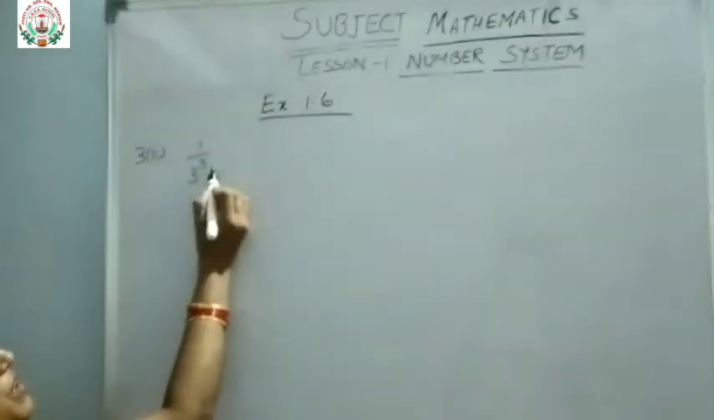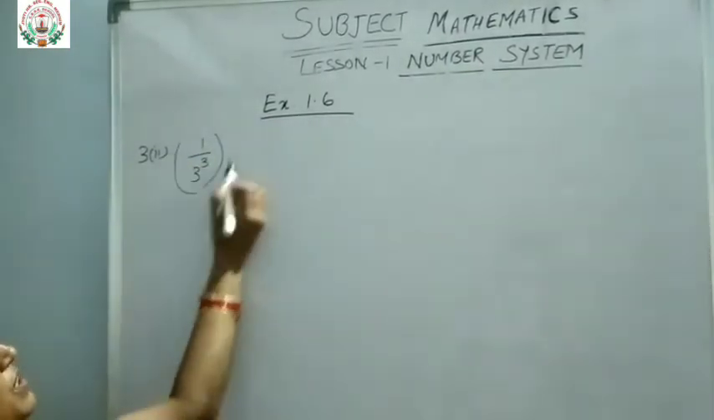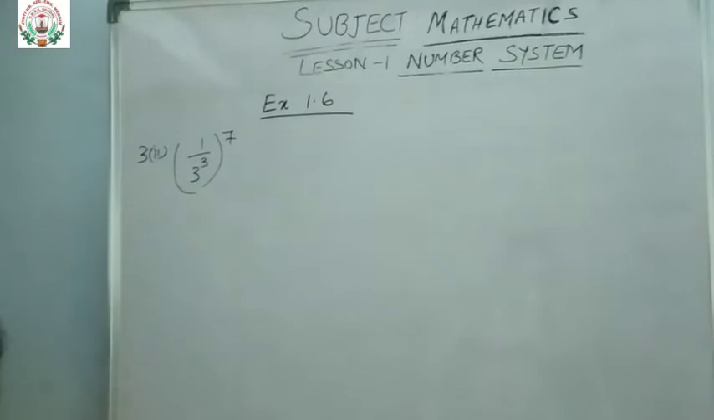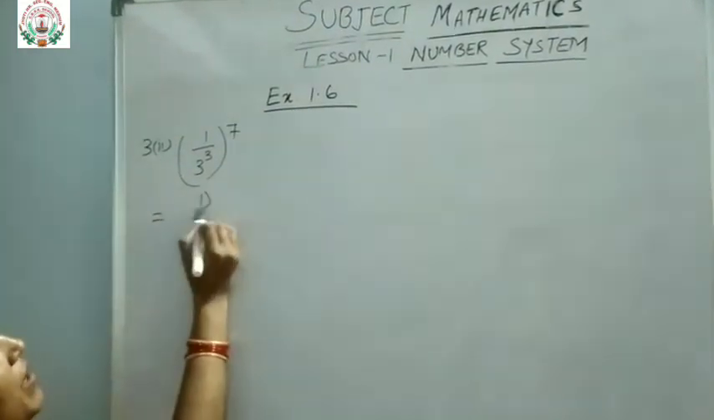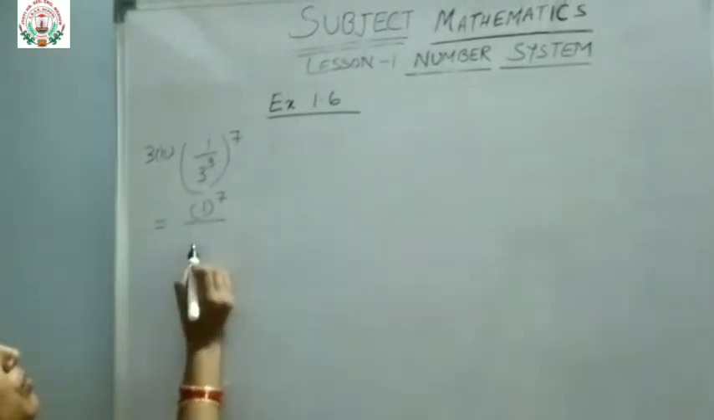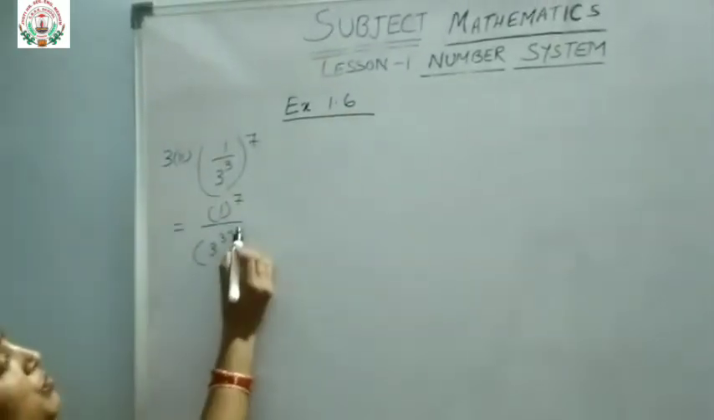Answer. The next question is 1 upon 3 to the power 3, whole to the power 7. Now I will write this as 1 to the power 7 upon 3 to the power 3 whole to the power 7. Which law have you applied here? You know that a upon b whole to the power m, suppose you are having this, then what do you write?